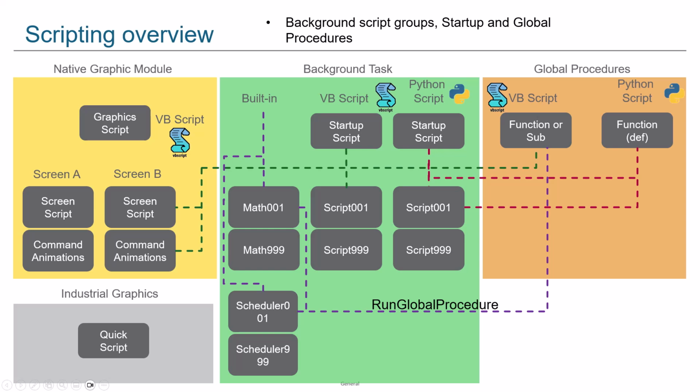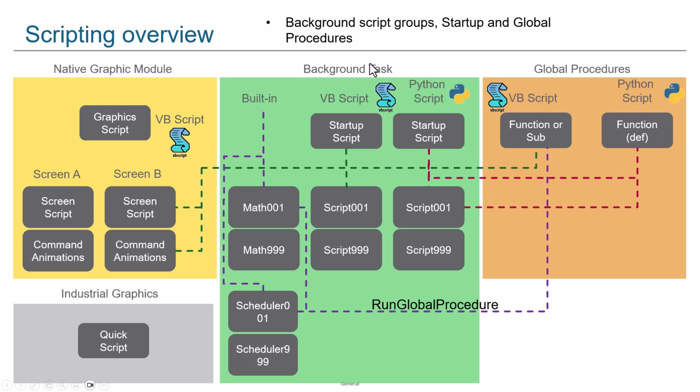A little bit more about Python again. This is the scripting overview, telling us again about background scripts, startup, and global procedures. What you'll see is that Python, like VBScript, uses global procedures. As you know, where you're defining a function with VBScript, it's a sub function.